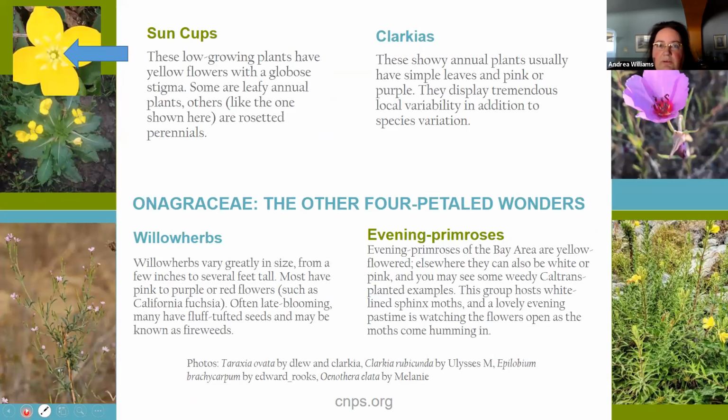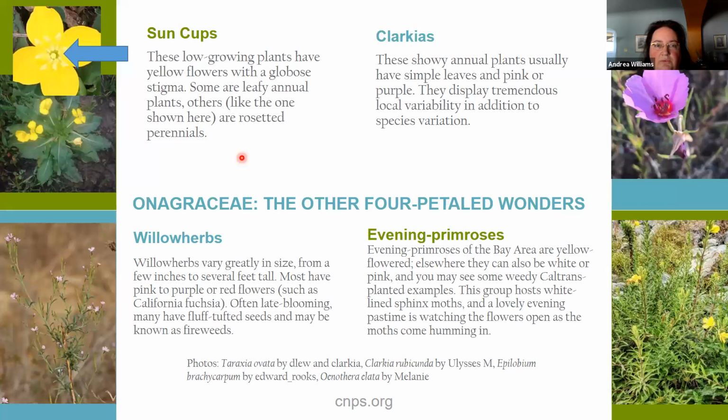The other four-petaled wonders, the Onagraceae. So this is another large family. Sun cups, we don't tend to have very many of these up in the Bay Area, but we do see a lot of Camissoniopsis, which is in this sort of general group, in our burned areas, and particularly down in the southern part of the state, we get a lot of members of this family. The sun cups have a globose stigma, which really isn't a stigma, but it's that little ball that you see at the end of the stick that's highlighted here. So that's a fairly easy way to tell that from a lot of the other members of this family.